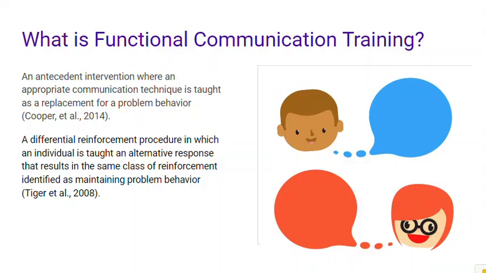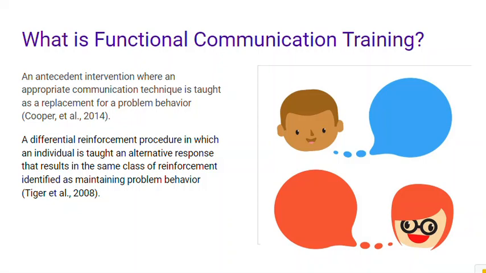What is functional communication training? Functional communication training is an antecedent intervention where an appropriate communication technique is taught as a replacement for a problem behavior, also known as a differential reinforcement procedure, in which an individual is taught an alternative response that results in the same class of reinforcement identified as maintaining the problem behavior.